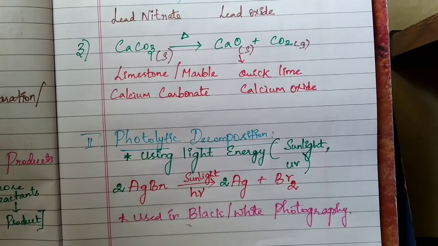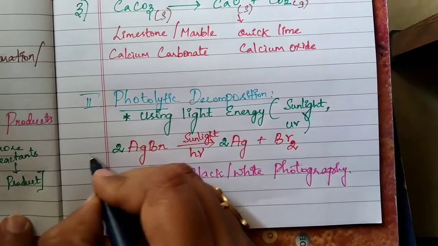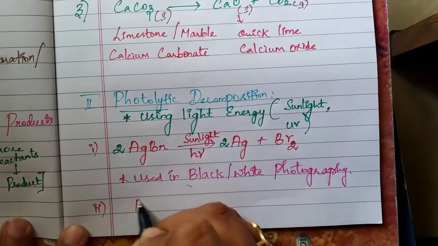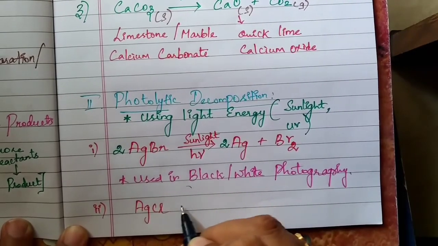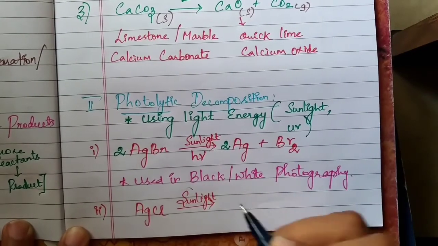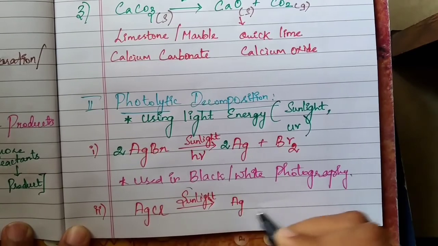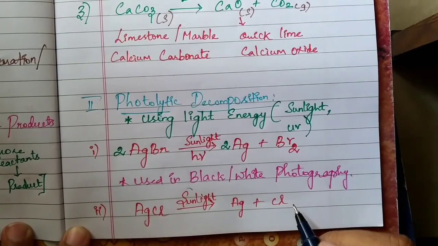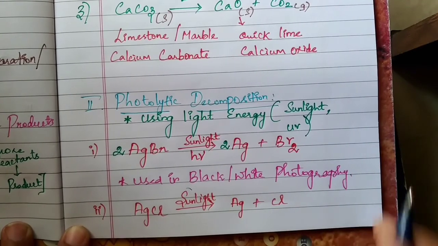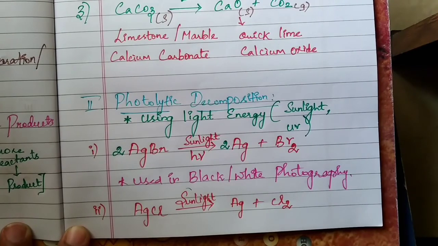And next example, silver chloride. Second example, silver chloride, AgCl. In presence of sunlight, it dissociates or decomposes into silver metal plus chlorine gas. Here also it is not an atom, it is a molecule. Chlorine gas is a molecule, students. So Cl2. Next we have to balance.